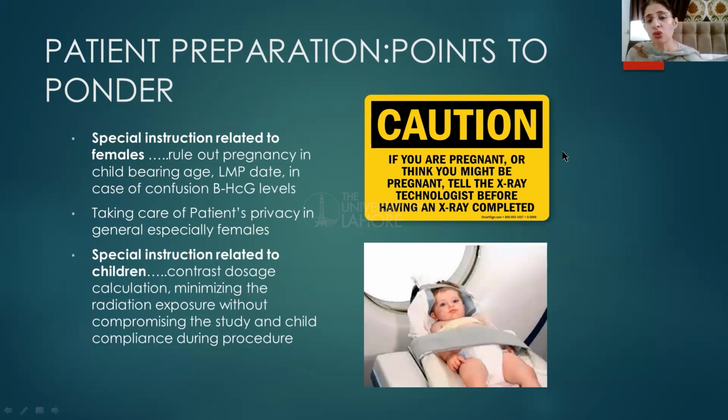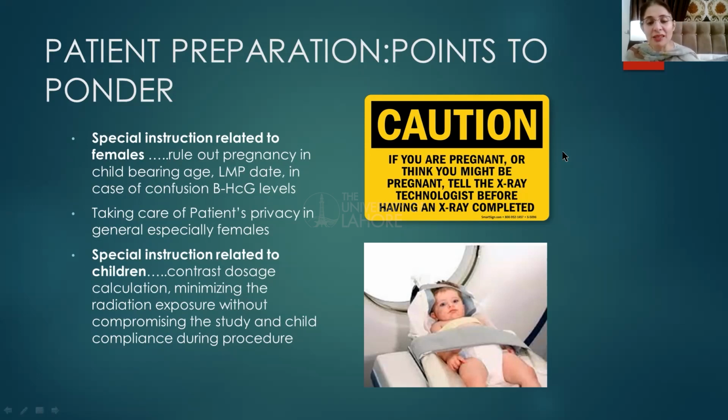And the technician should also go through the history proforma to see that all the pertaining details, especially related to this, have been fulfilled in the proforma. And then, of course, the technician's job is taking care of the patient's privacy, females especially, keeping the proper decorum while instilling the rectal contrast and all that. This is very important. And then special instructions related to children.